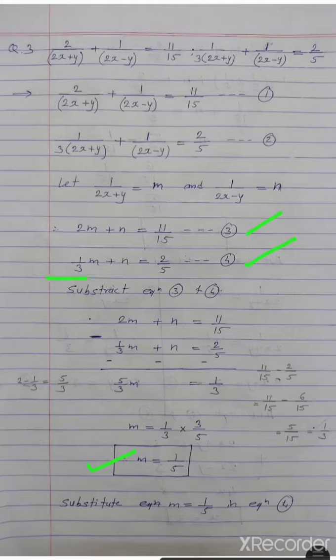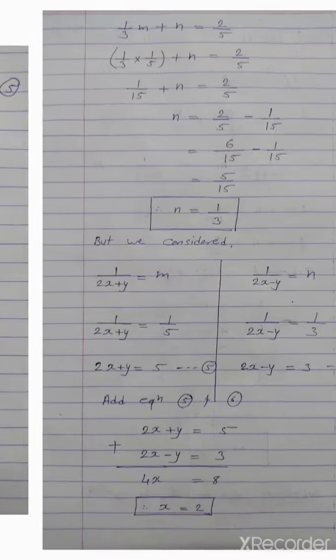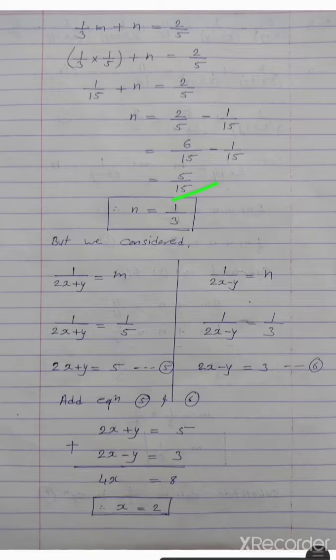Here equation number 4 is quite simple, so I select equation number 4 to substitute. When you substitute this value in equation number 4, you will get its multiplication 1 upon 15. Take this 15 to the other hand side. Again, to make the denominators the same to subtract, here we have to multiply with 3, so at the numerator also multiply by 3. So when you subtract, we will get 5 upon 15. So the value of n is equal to 1 upon 3.